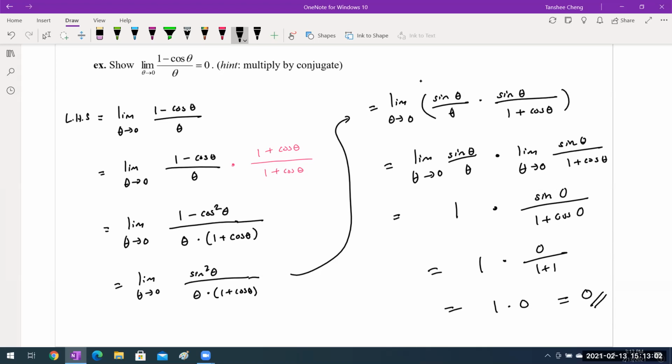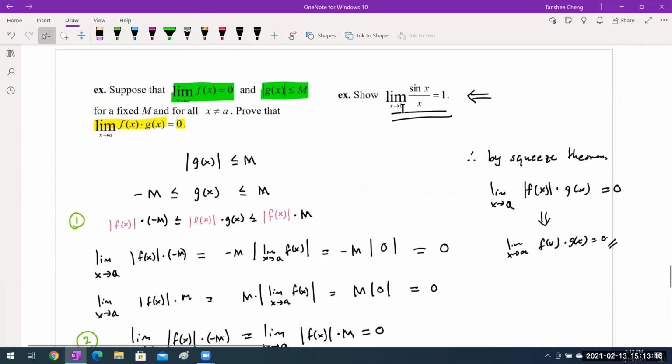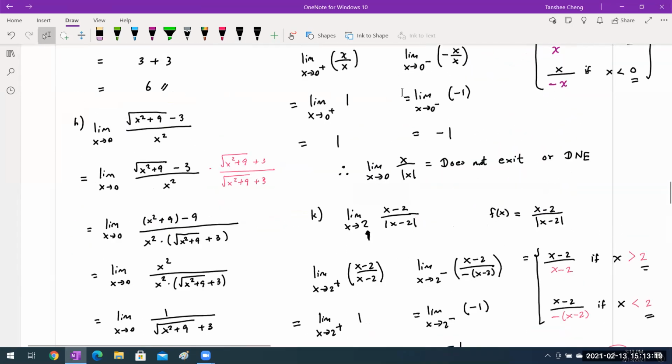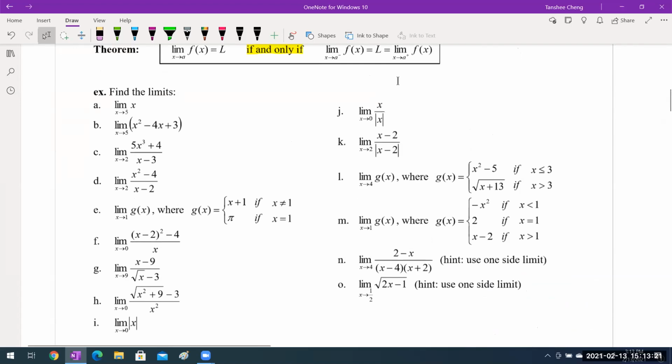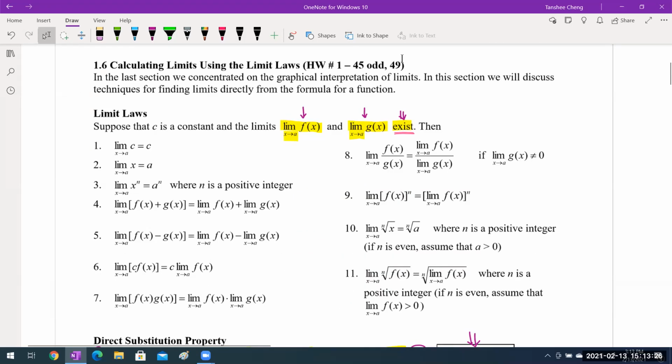These two limits, you might want to remember to use in a lot of other problems. And this is the end of section 1.6. It's a very long section because I gave a lot of examples. The homework is all the way at the beginning of the lecture, so make sure you practice enough, and practice using these limit laws carefully.